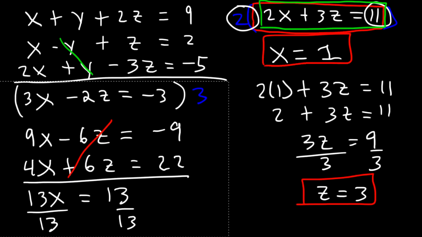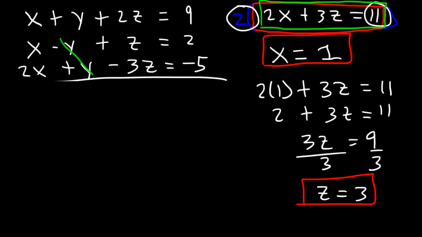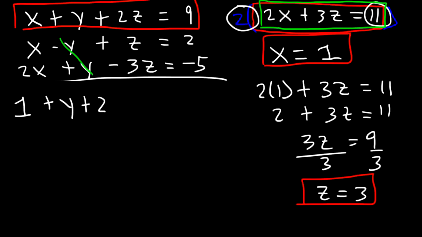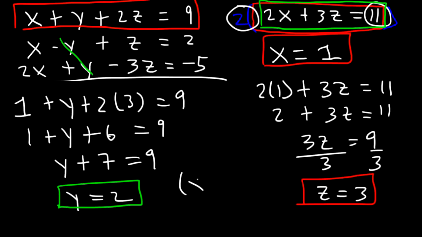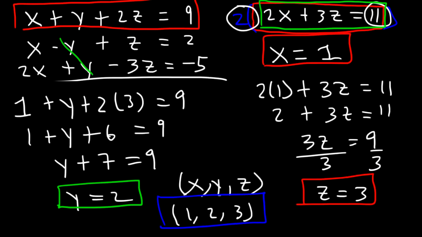So now the last thing we need to do is find the value of y. Let's use the very first equation to do that. So let's replace x with 1, and let's replace z with 3. So 2 times 3 is 6, and 1 plus 6 is 7, and 9 minus 7 is 2. So therefore y is equal to 2. So our answer in x, y, z format is going to be (1, 2, 3). So that's it. So now you know how to solve a system of equations with 3 variables.